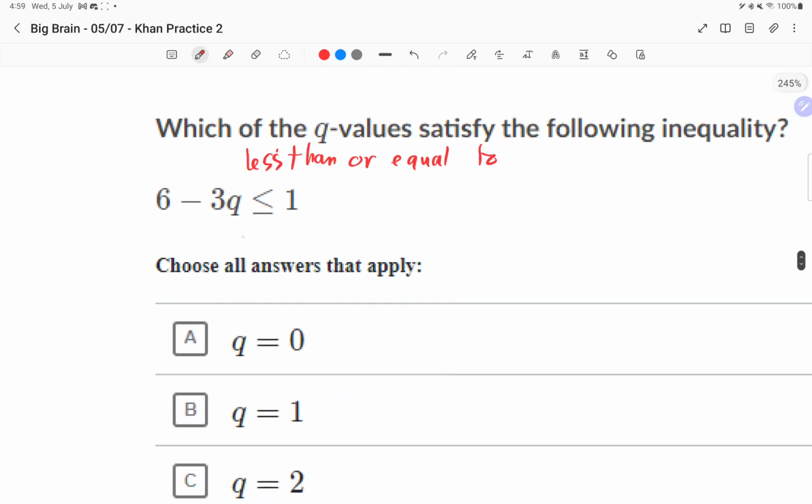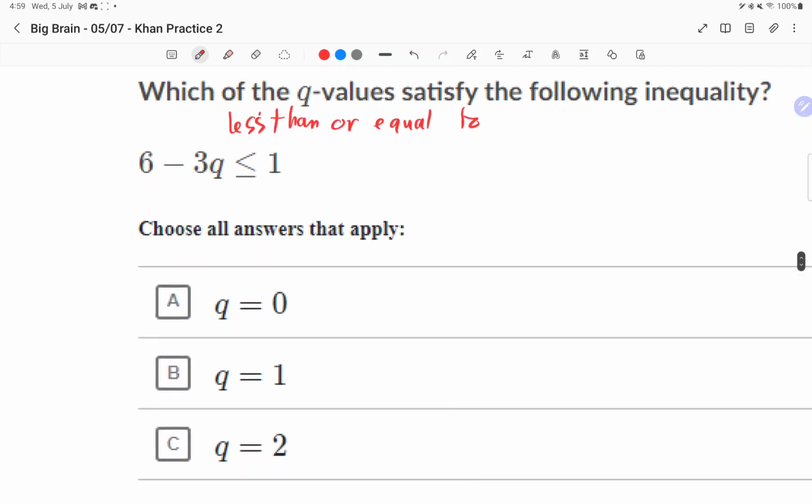Okay, so if we were to substitute values in here, let's see which value will satisfy the following inequality. Let's say you take 0. 3 times 0 would be equal to 0, right? And then you'd get 6 minus 0 less than or equal to 1. So that would be 6 less than or equal to 1. Is that right? No, that's not right. Therefore, A is wrong. So when you test B and C, you see that one of them is correct.